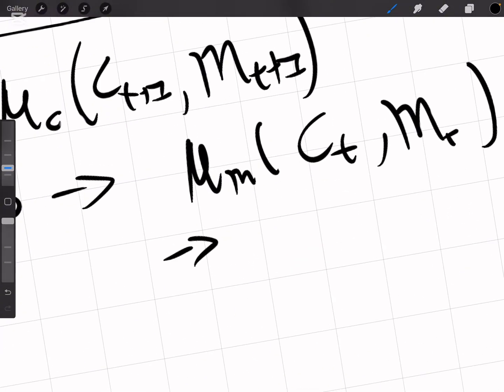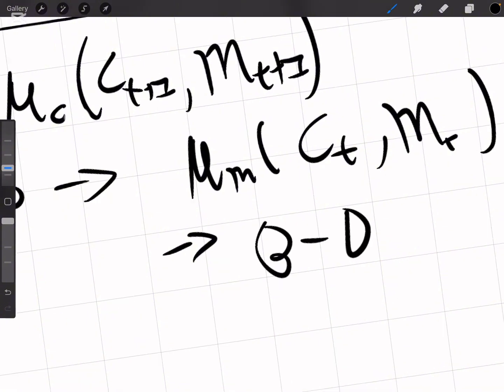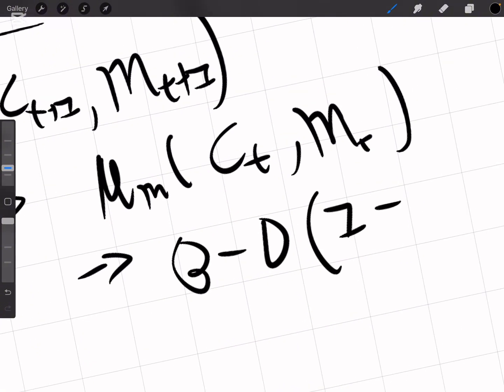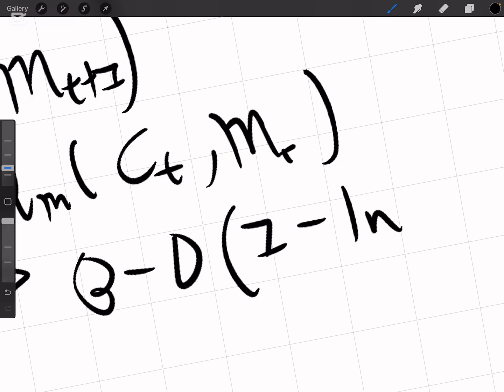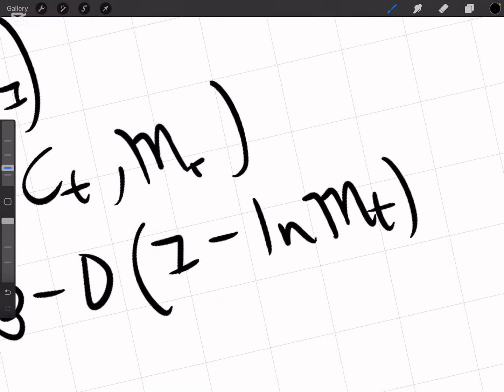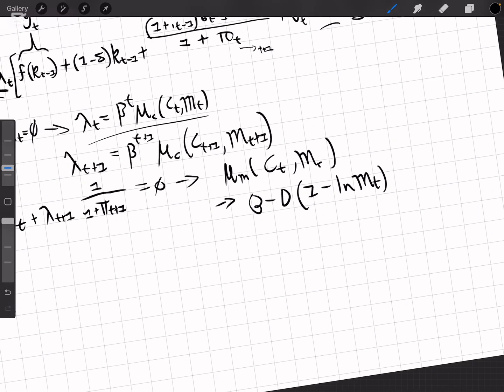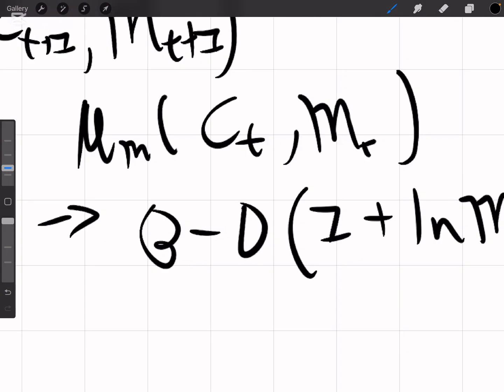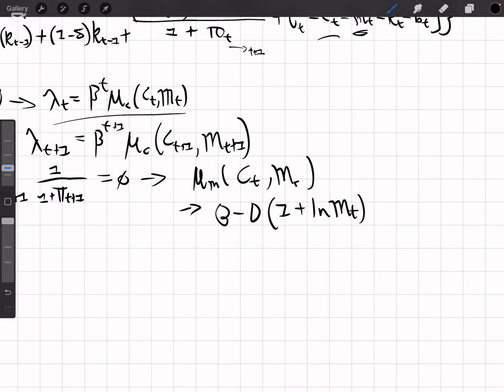It is equal to B less D bracket 1 less ln mt. At least I believe that's what it is. I am wrong, if you wouldn't believe it. I think that's more correct. Or that is correct, more or less.